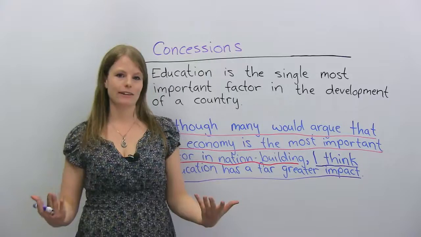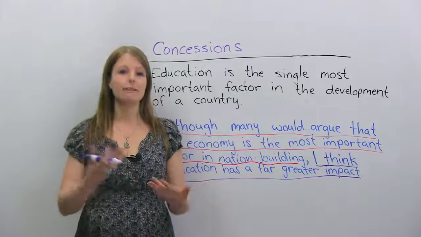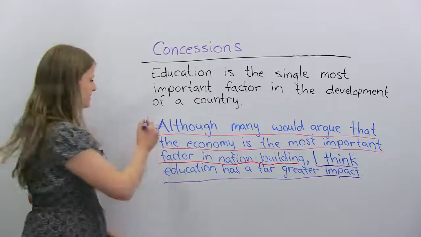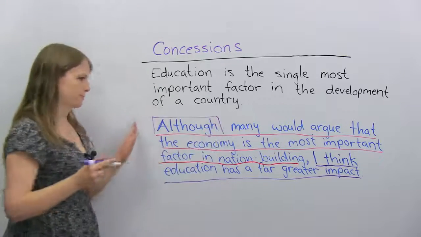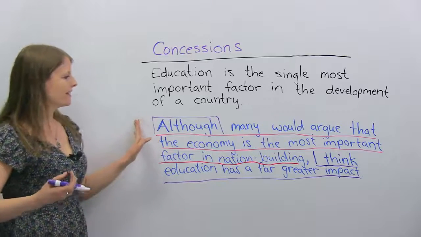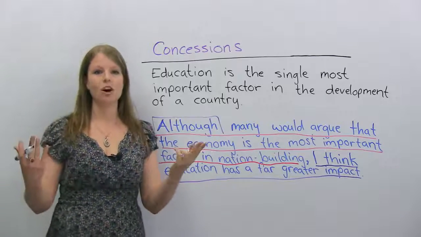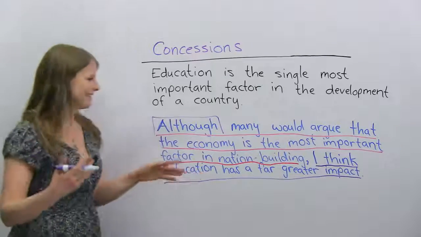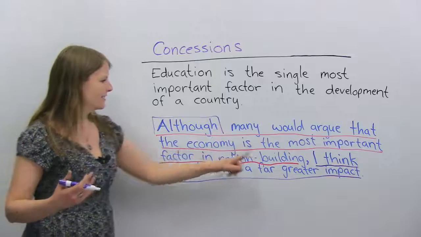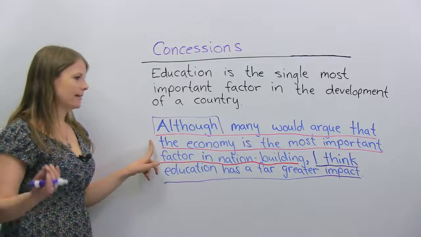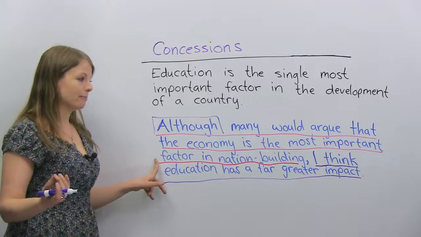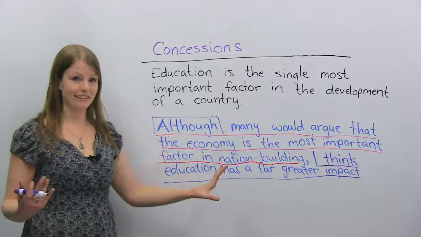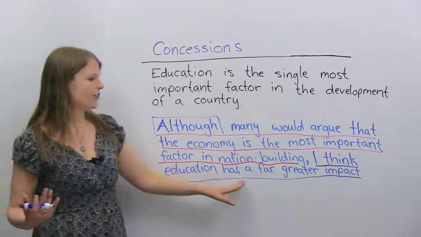This is a great thing to do, especially in essays, and this is something you can do at the beginning of your answer. So we use here the keyword although, okay? And you'll notice that this has two clauses. I don't want to get too technical with grammar on you today, but what I mean is, if you see, we have the red part. Although many would argue that the economy is the most important factor in nation building. And then we have a second part. So we have two parts to this sentence. I think education has a far greater impact.